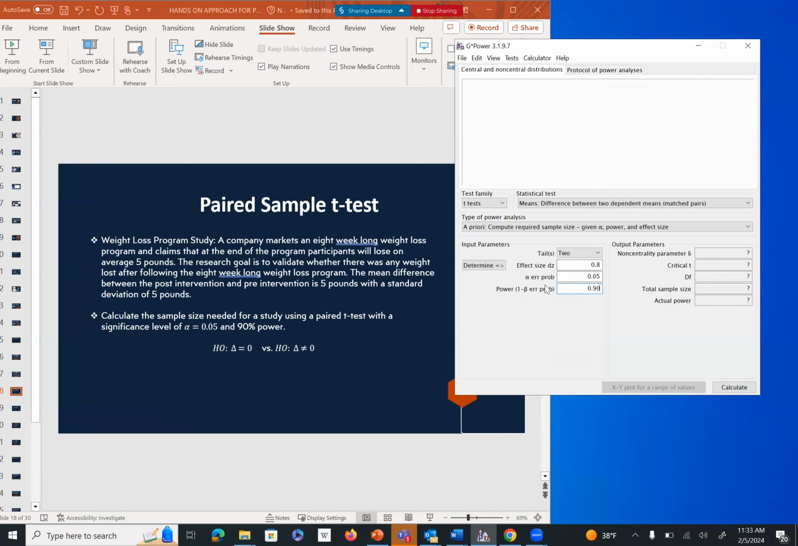I'm running a two-tailed test, so I'm pretty much saying that the mean difference between the post and pre-intervention is 5 pounds, or is not 5 pounds. So there is no difference between the pre and post intervention, or there is a difference between the pre and post intervention.